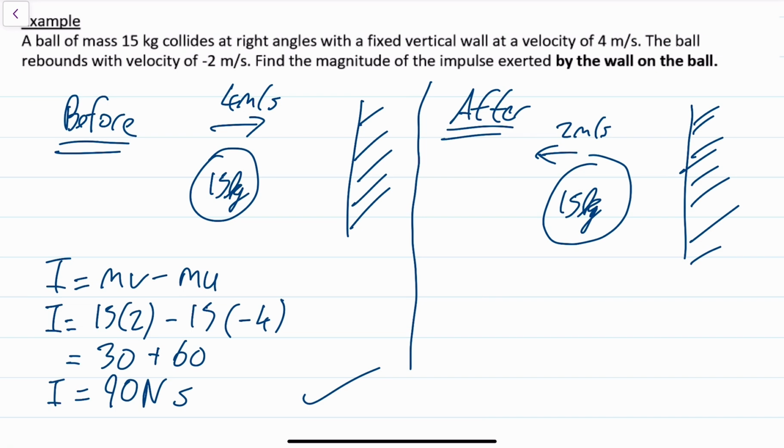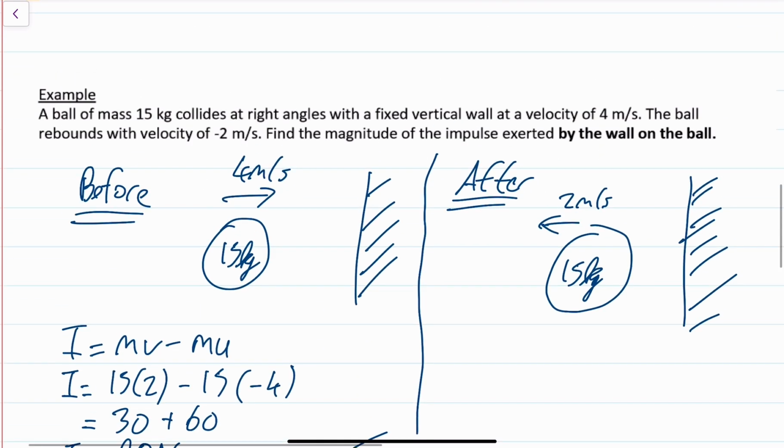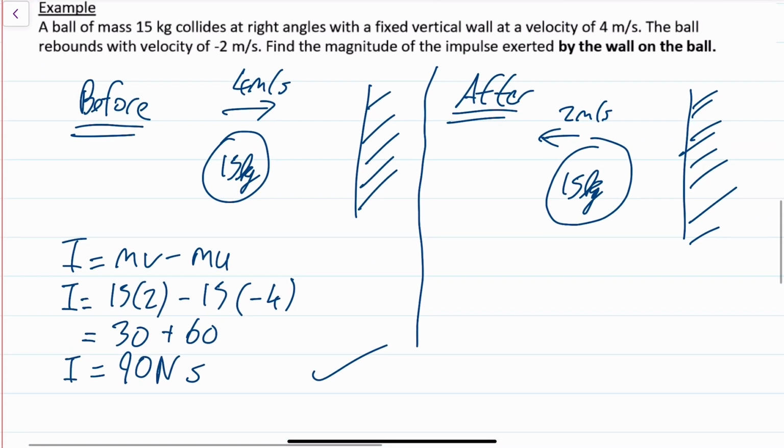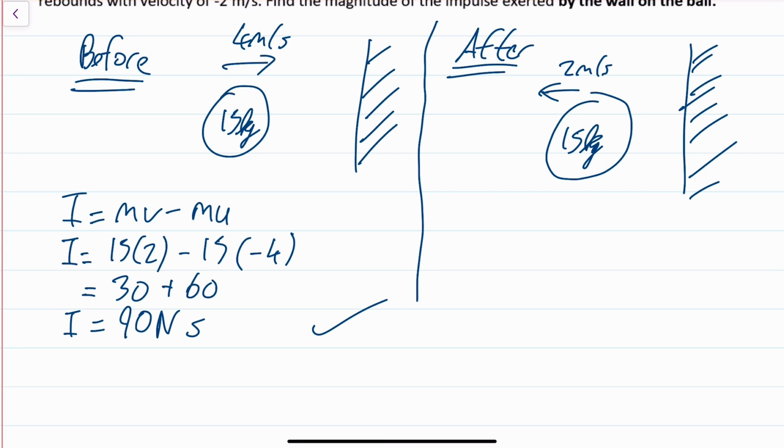Now, just so we know, by Newton's third law, the force and by extension the impulse exerted by the wall is equal in magnitude and opposite in direction to the force exerted by the ball. So the ball will exert an impulse on the wall of 90 Newton seconds. You can just consider the wall to be so vast, that's why it doesn't move. And then the ball moves, the wall exerts an equal and opposite impulse on the ball.